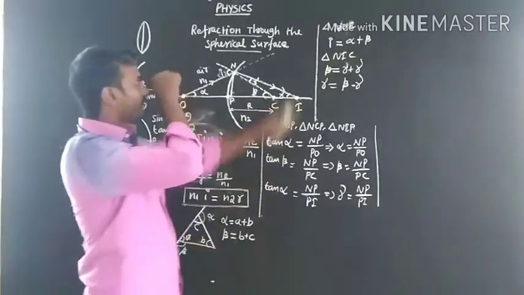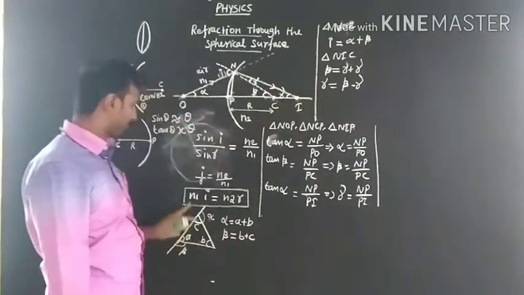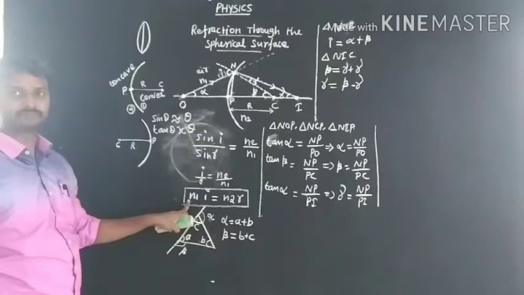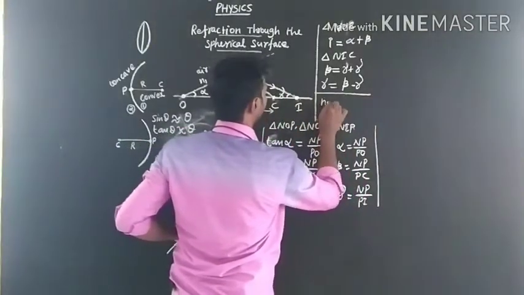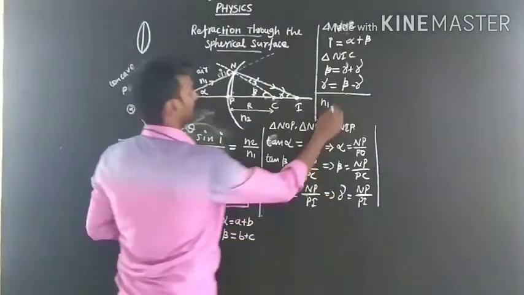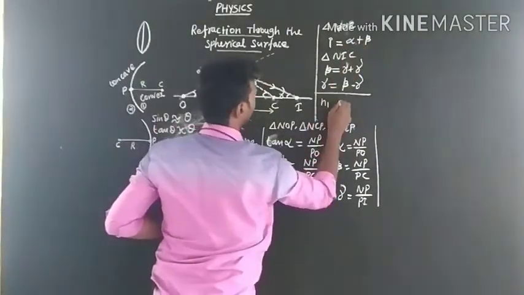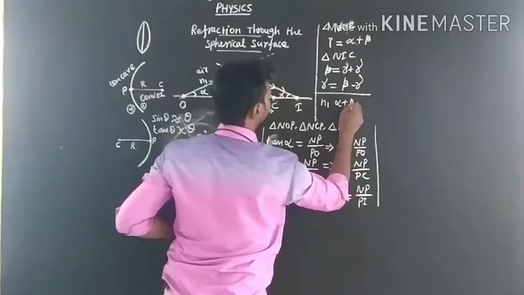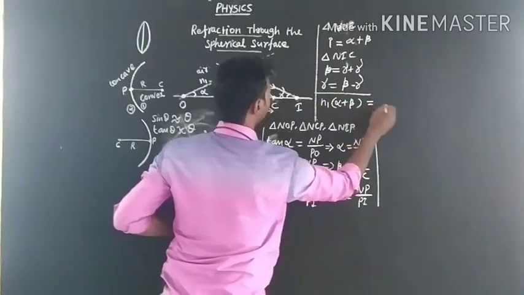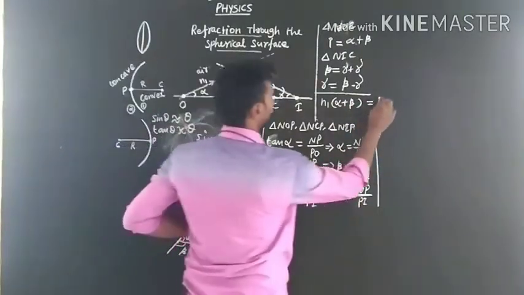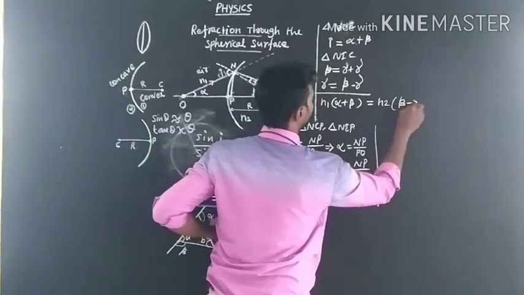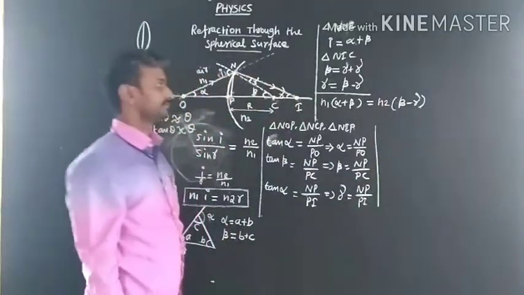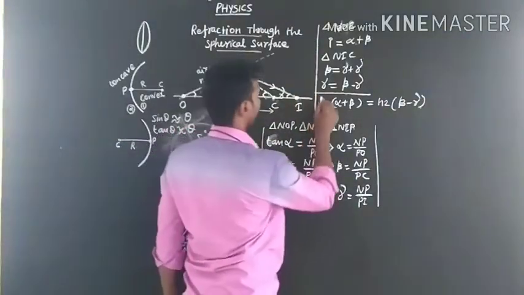Now substitute the values of i and r into the first equation, n1 sin i equals n2 sin r. The value of i is alpha plus beta, equal to n2 times r, where r is equal to beta minus gamma. So this is a new equation.